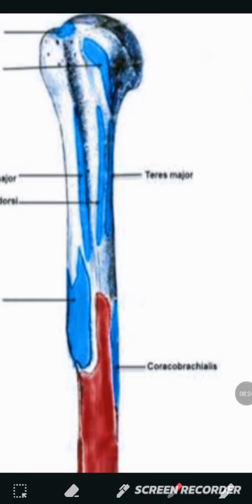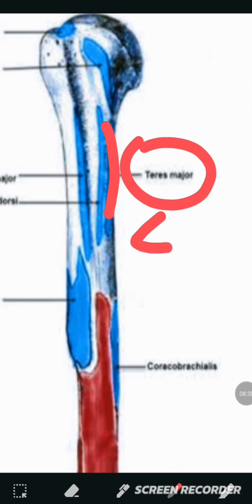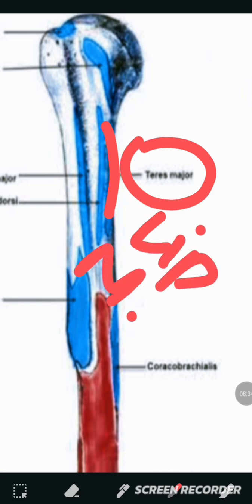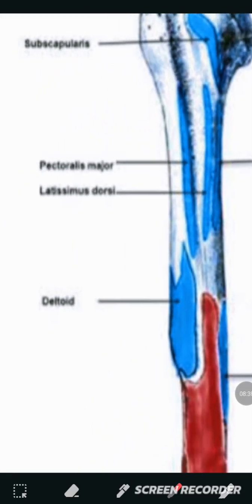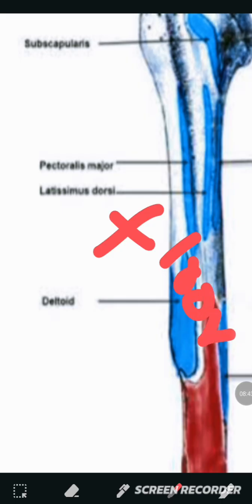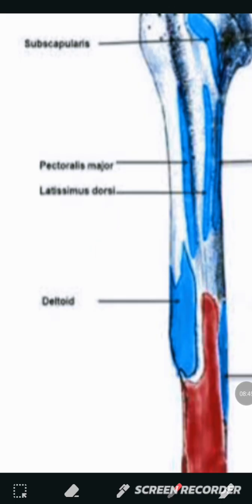And the second one is teres major. This is the teres major. It is attached to the medial lip. Here it is attached to which lip? It is attached to the lip which is medial. So it is attached to the medial lip of the bicipital groove, and the one which is attached to the floor of the bicipital groove, it will be which one? It will be latissimus dorsi.